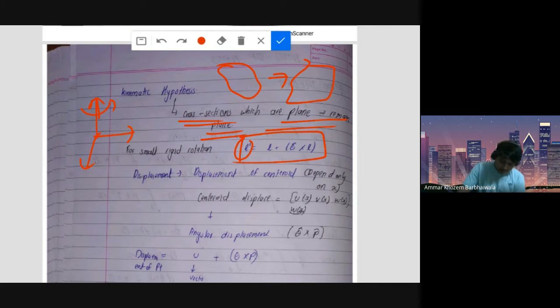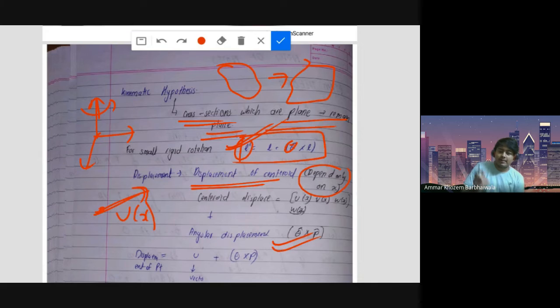So l dash is equal to l plus theta cap cross l, where theta cap is the vector of all the rotations. So there are two types of displacement. One is the displacement of the centroid: the centroid at any x would be displaced to another position, u of x. And there's also an angular displacement, where the plane does rigid rotations about its own axis.